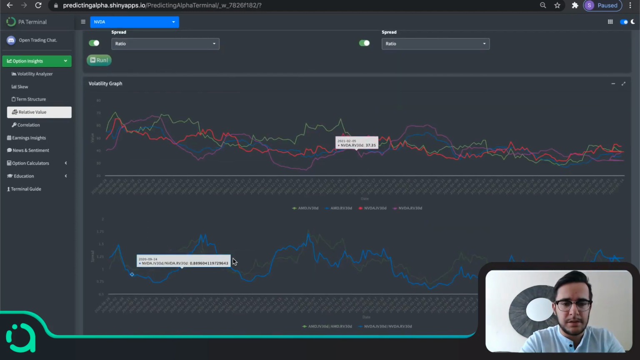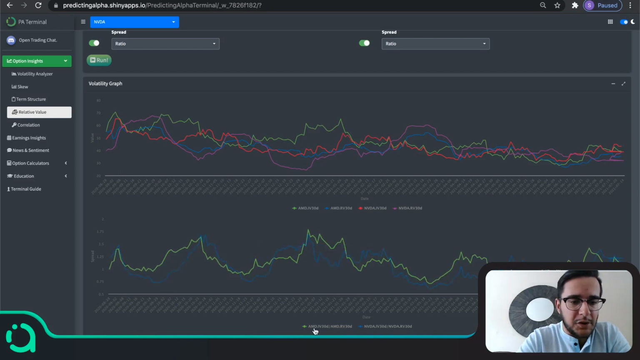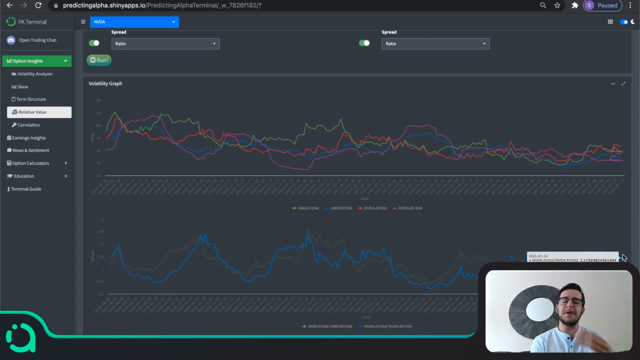Okay, check this out. So the green line is the AMD IV30 divided by AMD RV30, and the blue line is NVIDIA IV30 divided by RV30. And what we can see here is the NVIDIA IV-RV ratio is higher than the AMD IV-RV ratio. This tells us that not only has the IV increased for NVIDIA relative to AMD, it's done so without an increase in realized volatility for NVIDIA.